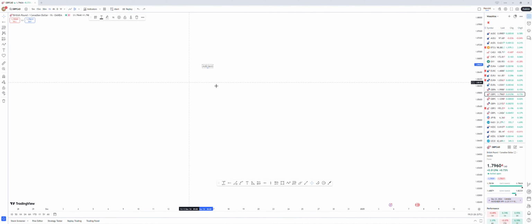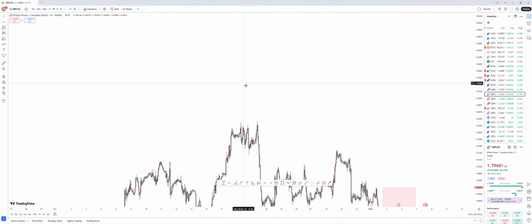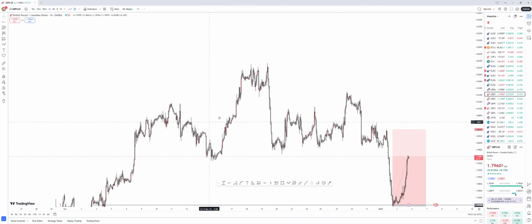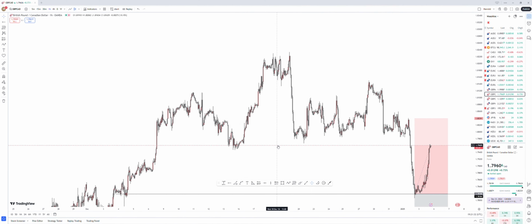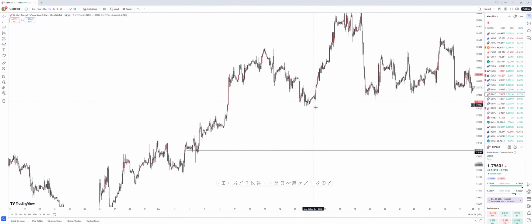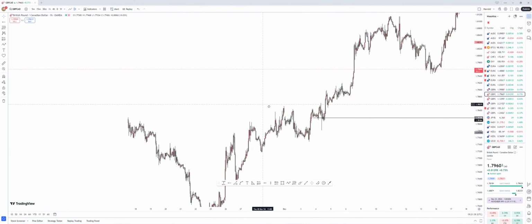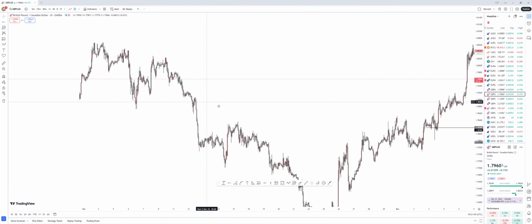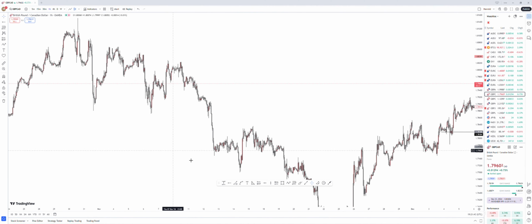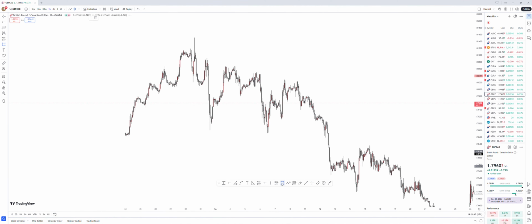So when we're talking about break and retest, first of all, if you want to spot a break and retest, you need to mark out your valid support and resistance. You need to be able to mark out your valid support and resistance. So over here, let's take this particular range, guys.